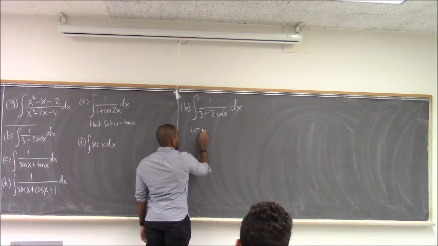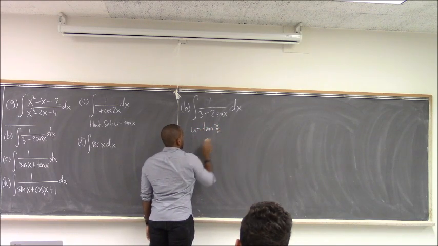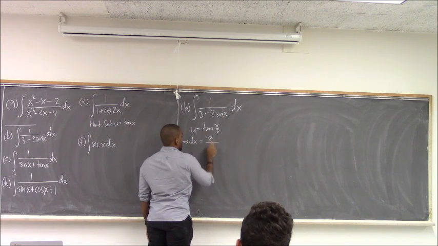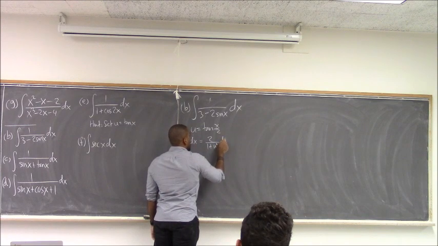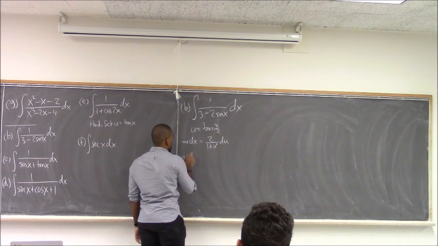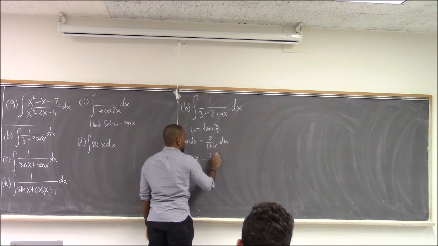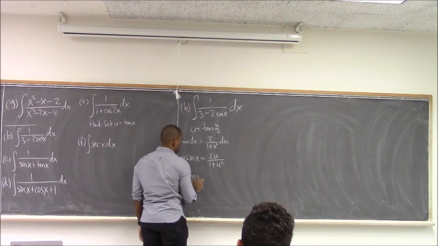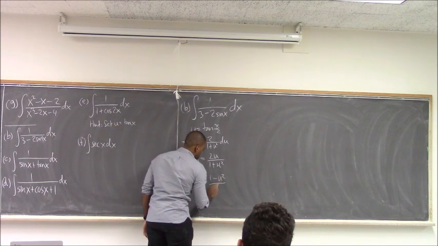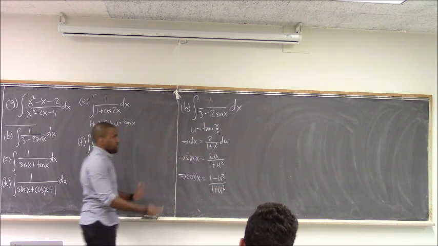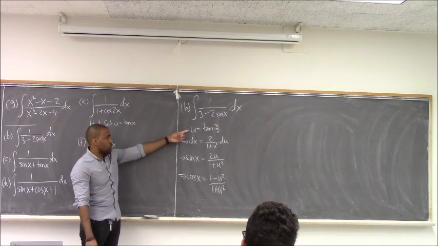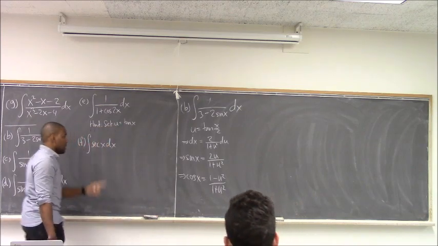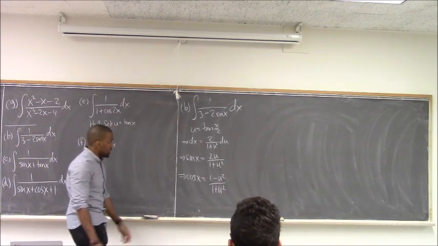u equals tan(x/2). In that case, your dx would be equal to 2 over 1 plus u squared du. Your sine x would be 2u over 1 plus u squared. What would our cosine x look like? 1 minus u squared over 1 plus u squared. So you could either derive those based on triangles and SOHCAHTOA with the double angle formulas, or you could just have that memorized and write those down. But those were the things that you had to fill in on the quiz.